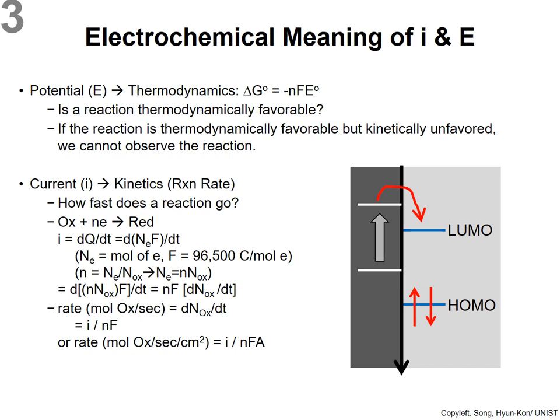Let me think about the meaning of current and potential in electrochemistry. The potential is a measure of thermodynamics. Here is the thermodynamic equation, the relationship between the Gibbs free energy and reduction potential. That is to say, the reduction potential is the Gibbs free energy change of the electrochemical reaction. Therefore, the reduction potential is a measure of thermodynamics. That is to say, potential is about whether a reaction is thermodynamically favorable or not.